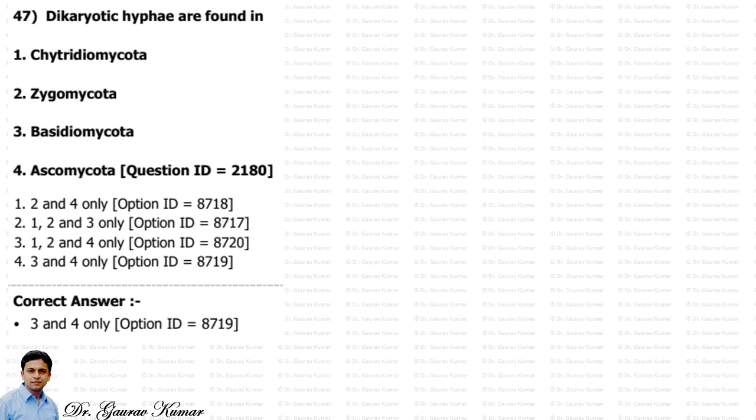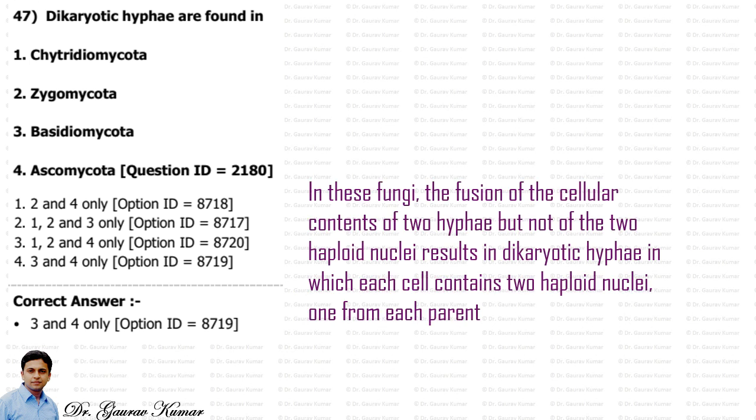Next question, dikaryotic hyphae are found in. All these options have already been given, 1, 2, 3 and 4. Chytridomycota is already given as an option among the fungi in which dikaryotic hyphae are found. In these fungi, the fusion of the cellular content of the two hyphae, but not of the two haploid nuclei, results in dikaryotic hyphae, in which each cell contains two haploid nuclei, one from each parent.